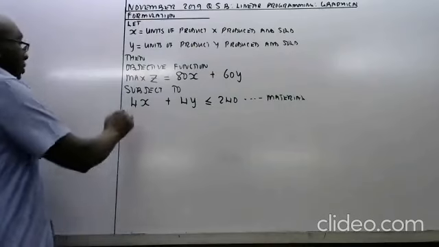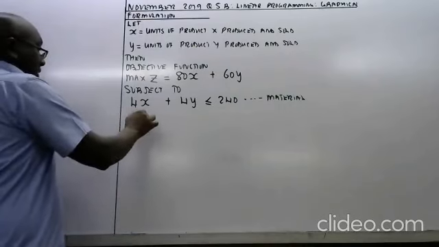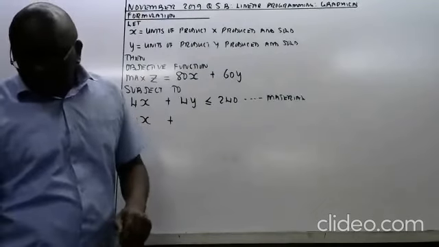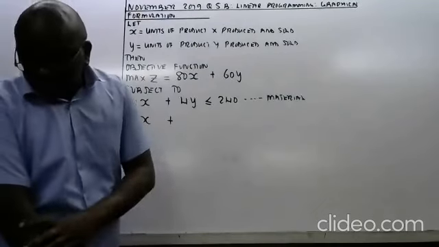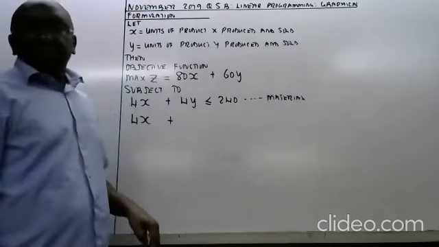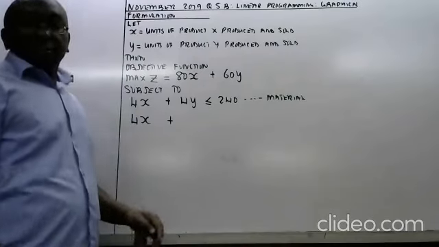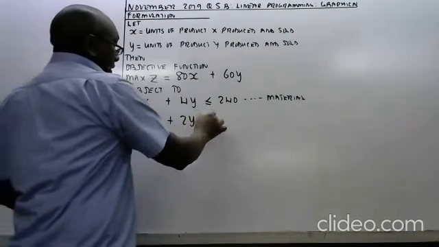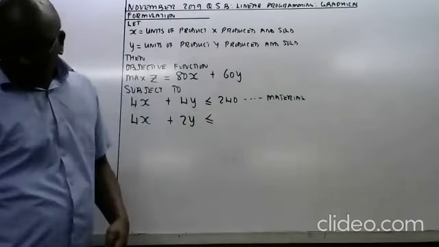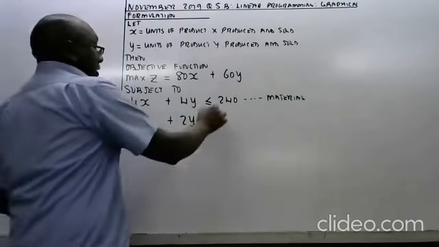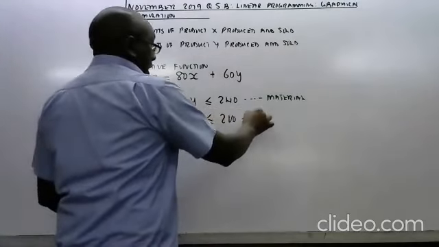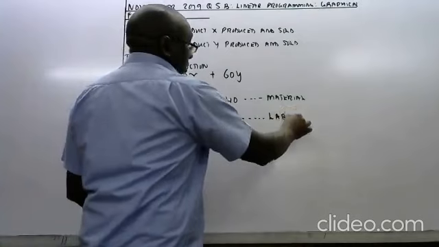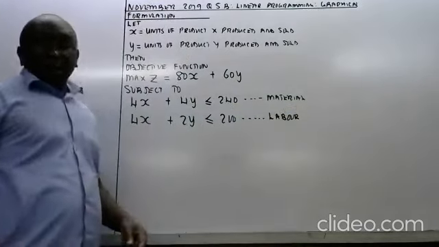Okay, they are also 4. So 4x plus, when you go to y and argue the same, how many hours are those for y? Yeah, 2y. It's less than or equal to 200. And this is because of labor.